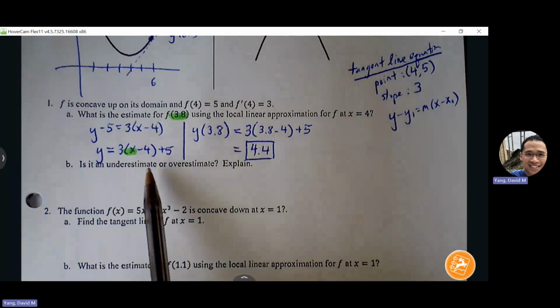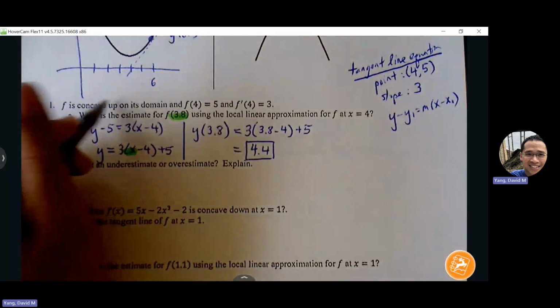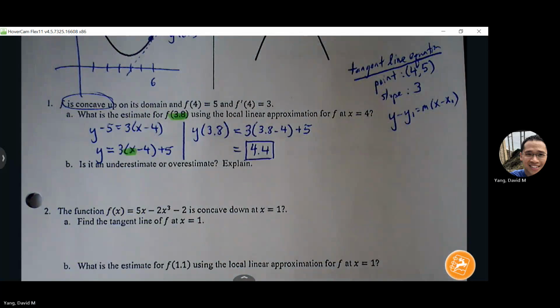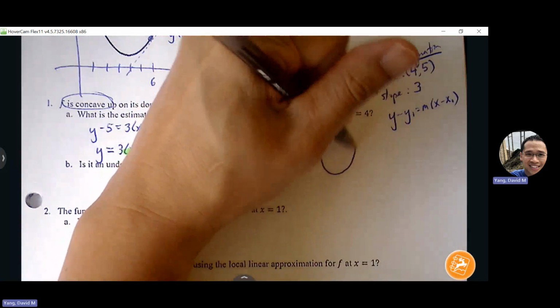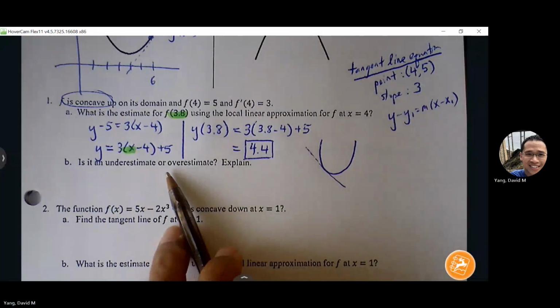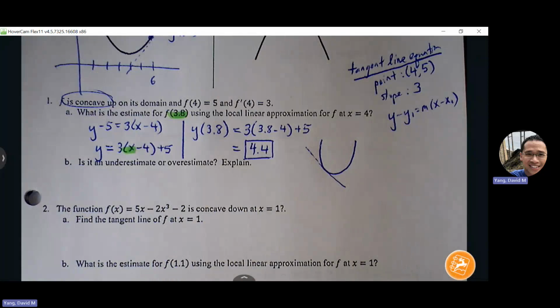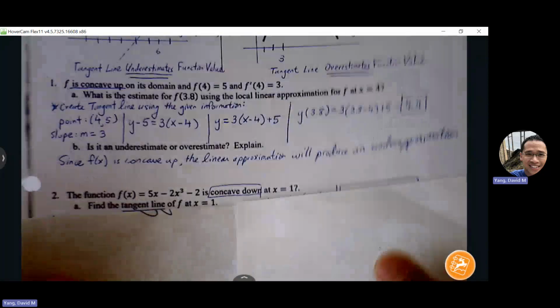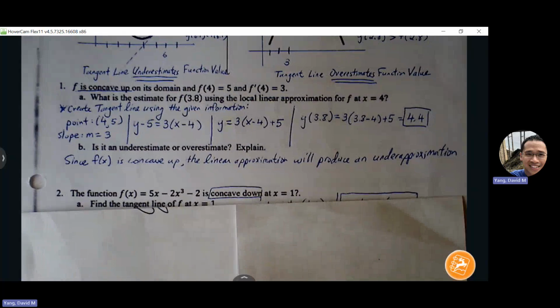Okay, so is this an underestimate or overestimate? Well, we know our graph is concave up. So where's our line going to sit, above or below? Below. So therefore, my tangent line is going to underestimate. And the only justification we have to provide is that my function is concave up, so my linear approximation is going to be an underestimation, an under approximation.